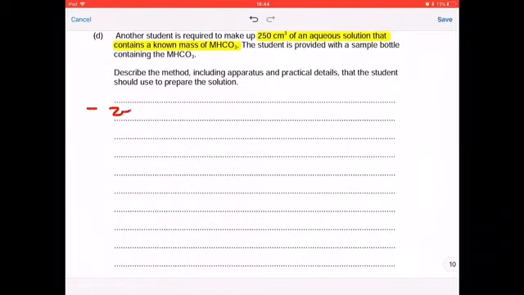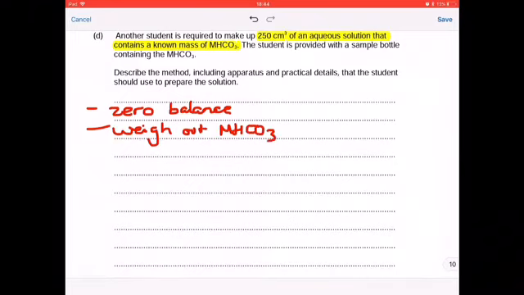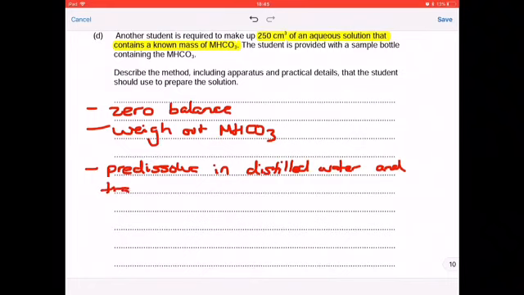But the first thing is that you're going to zero the balance, and then you're going to weigh out the MHCO3, however much that is. It doesn't tell you how much is there, so you can just say that you weigh out the MHCO3. Then you're going to pre-dissolve in distilled water and transfer to a 250 centimeter cubed volumetric flask.